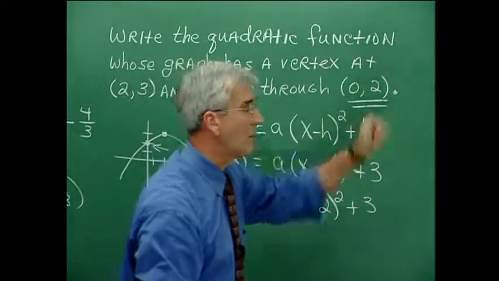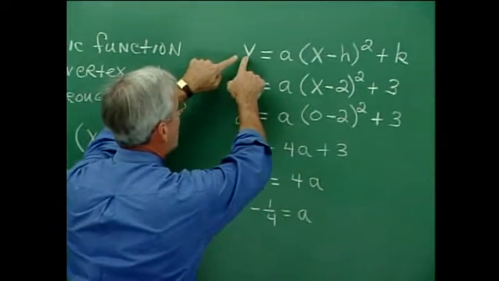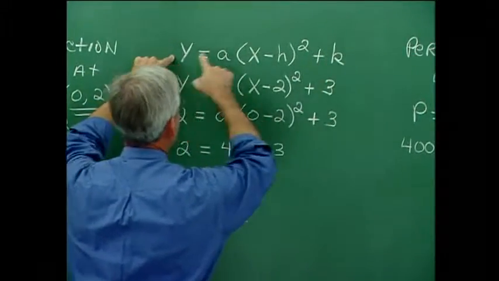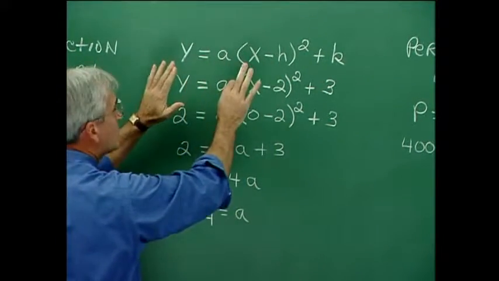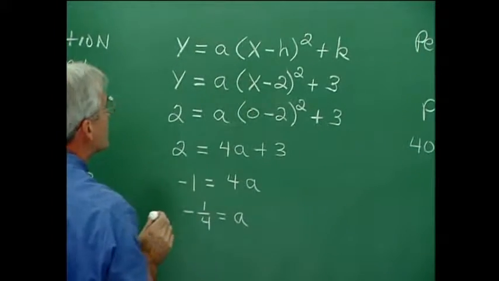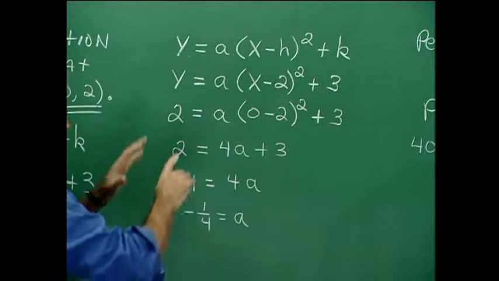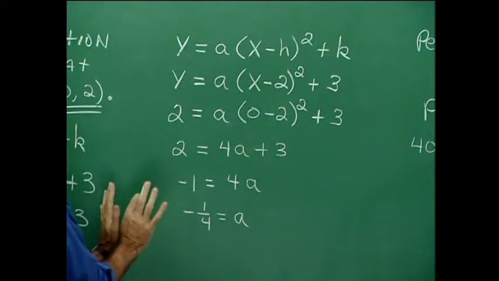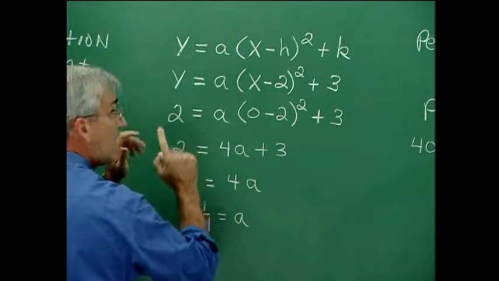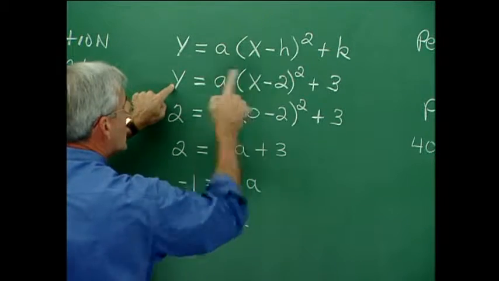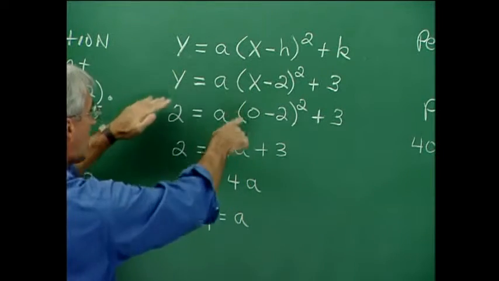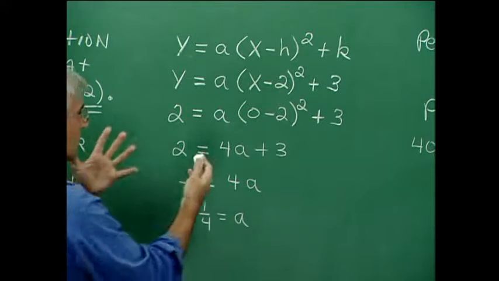I've gone through the problem up here. Here's what we start with. Now notice I'm using the y form instead of f of x, just for manipulative purposes. And now the h and k are replaced with 2 and 3. And then we realize we're going through a point, so we use the coordinates of that point, and the coordinates are 0, 2. So x is 0, y is 2. Just pop those values in, and now solve for a.